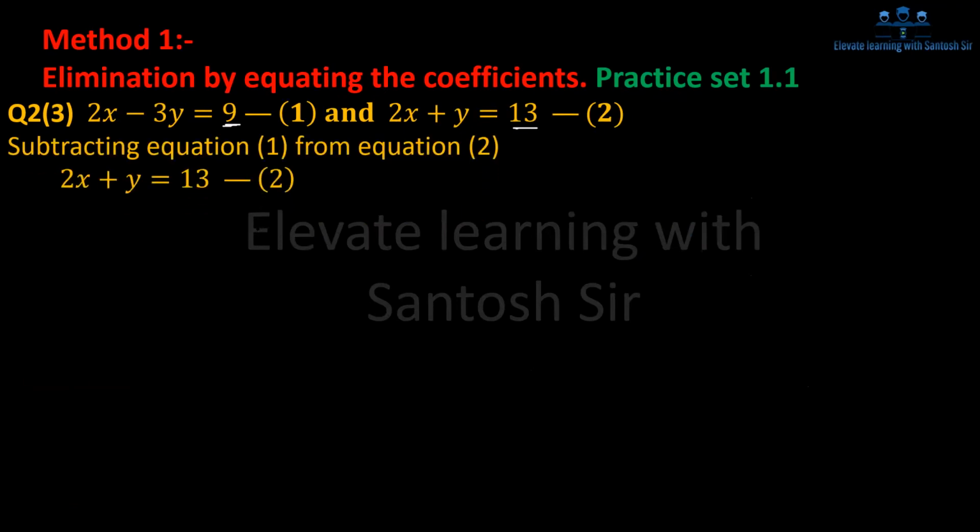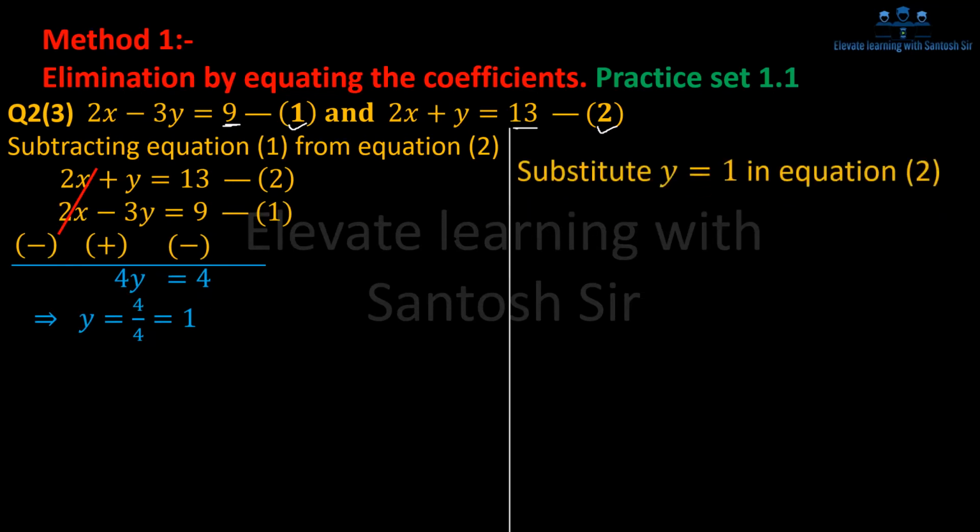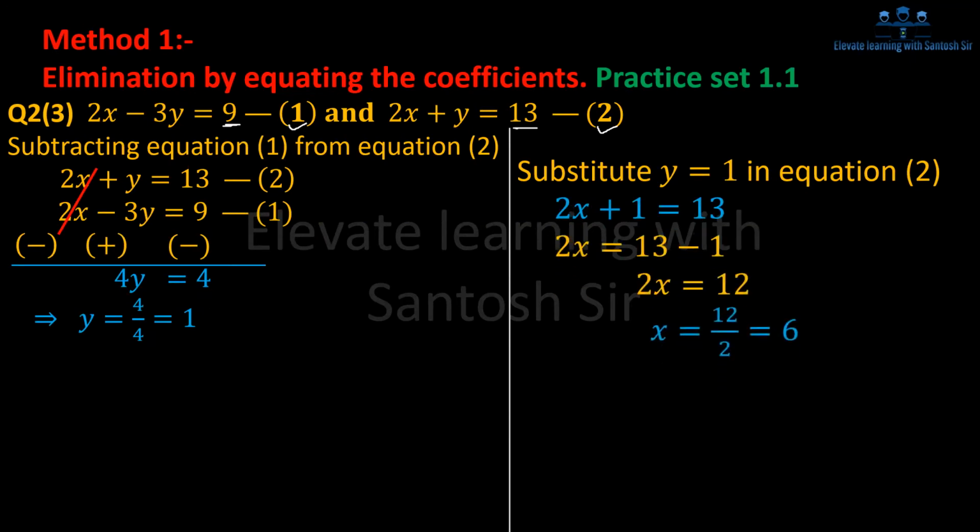We will write equation 2, we will write equation 1. As we are subtracting, we will change the sign, and then plus 2x and minus 2x will get cancelled. Plus y plus 3y gives 4y, and 13 minus 9 gives 4. We get the value of y as 1. We can use this value of y in any one of equation 1 or 2. I'm using this in equation 2. I'll put 1 in the place of y, then I'll solve it ahead to get the value of x as 6. The solution is x comma y is equal to 6 comma 1.